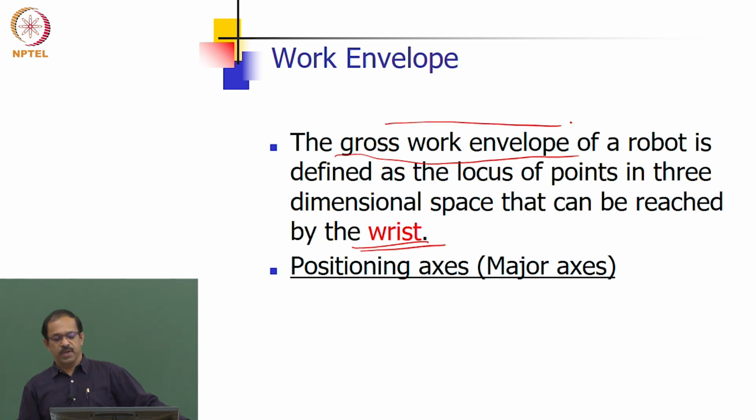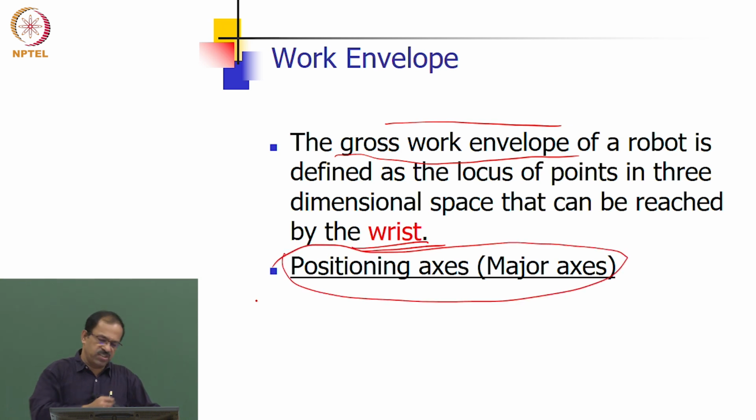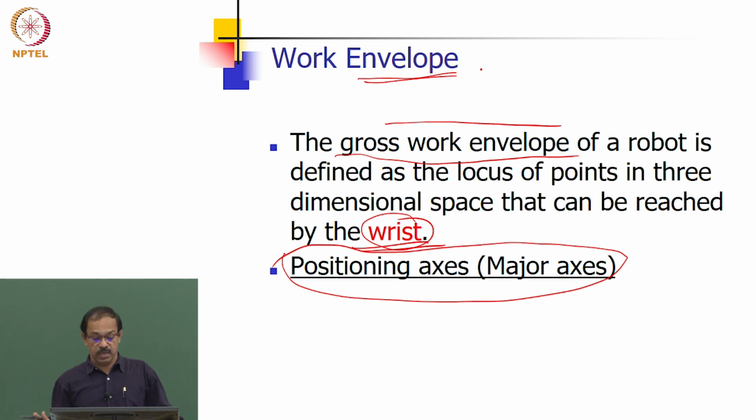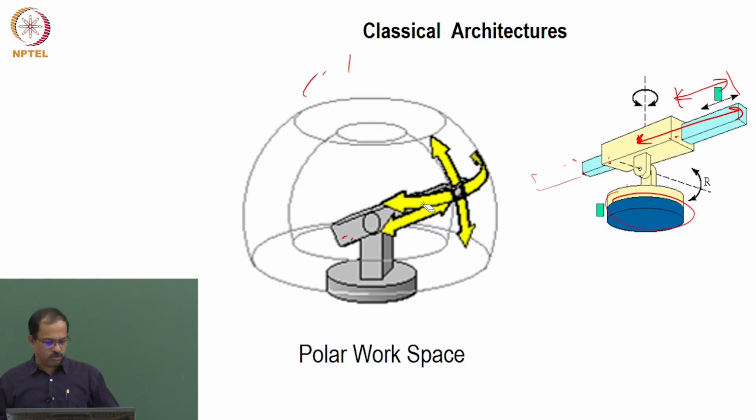We can think of a robot. And this work envelope is basically depending on the positioning axis only, because we are talking about the wrist, and the wrist positioning is decided by the major axis, and therefore work envelope is decided by the major axis. I mean the type of joints available, and the way in which the joints are organized. Okay, so it shows the polar workspace that you can actually achieve with this kind of robots.